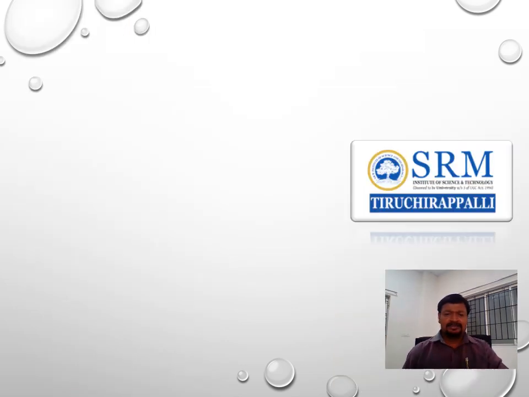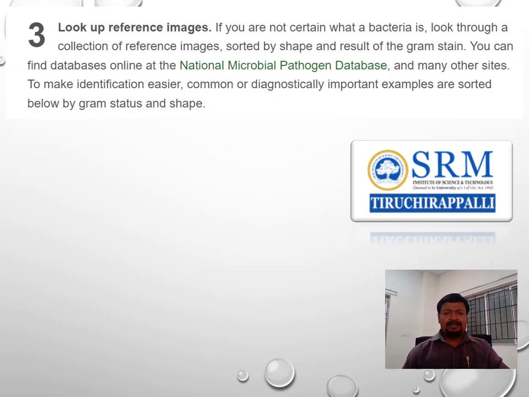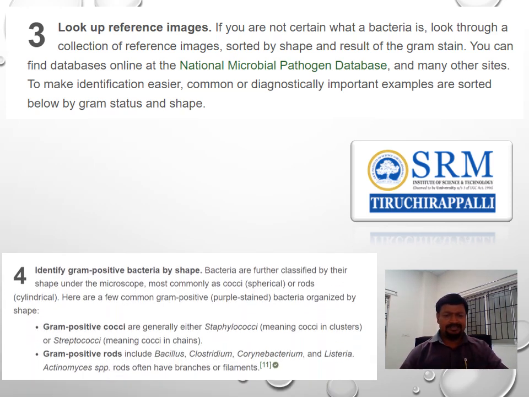Next, look up reference images. For example, if you are not certain what the bacteria is, look through a collection of reference images sorted by shape and result of the Gram stain. You can find databases on the National Microbial Pathogen Database and many other sites. To make identification easier, commonly or diagnostically important examples are sorted by Gram status or shape of the bacteria.